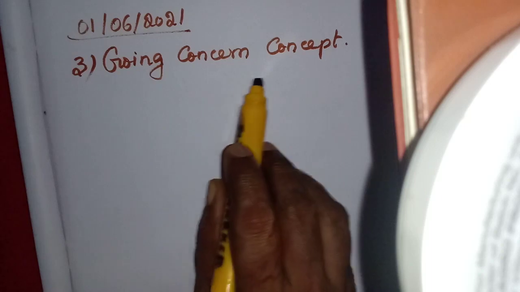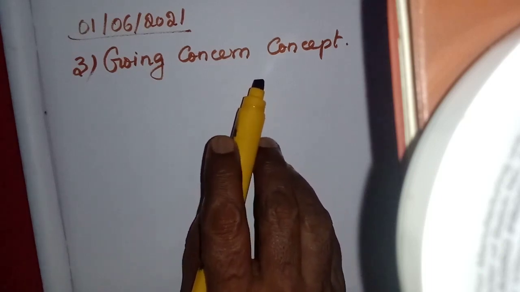So the efficiency of the management or the best working conditions of the workers, because these cannot be measured in monetary terms, cannot be entered in the books of accounts. Now let us learn the going concern concept.